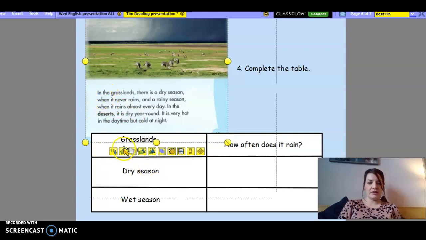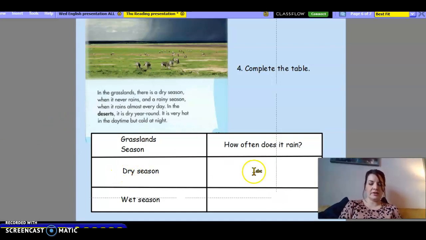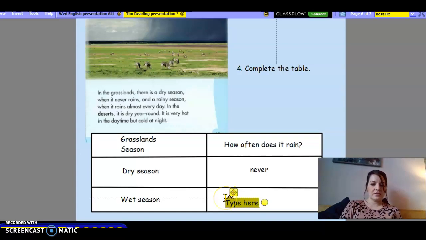But we're not looking at the desert. We're looking at grasslands in this table. This is the grasslands season, dry season and wet season. So that's at the beginning of this paragraph. Here it is. Look, in the grasslands, there is a dry season when it never rains. So dry season, how often does it rain? What am I going to write in that box? Well done if you said never. Never rains in the dry season. And a rainy season when it rains almost every day. So in the wet season, what am I going to write here? How often does it rain? Well done if you said almost every day. Well done.